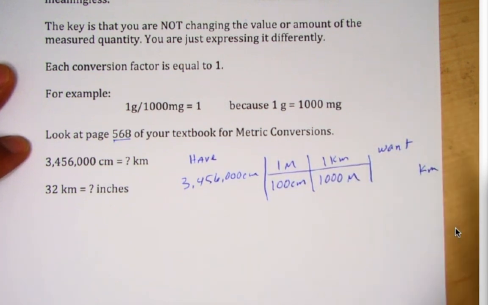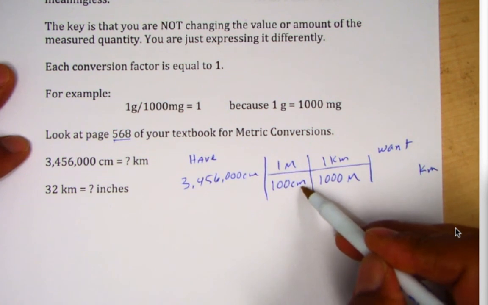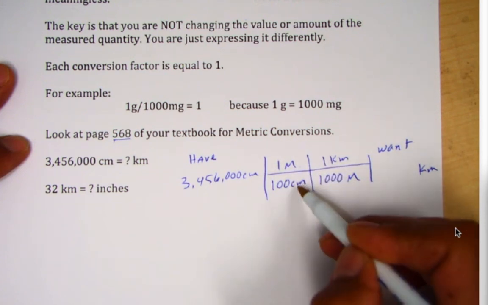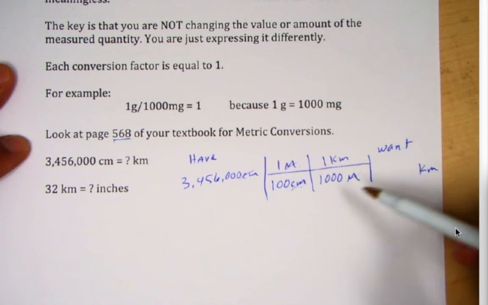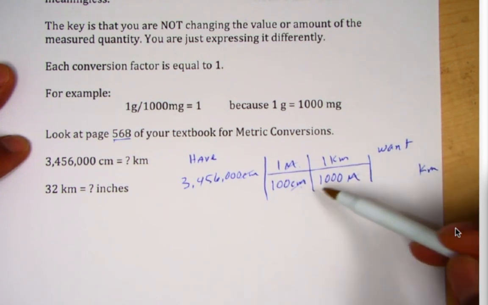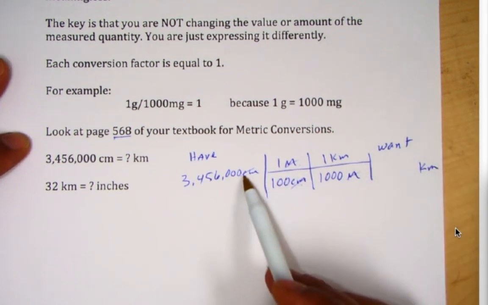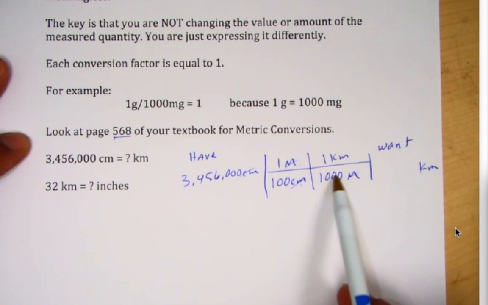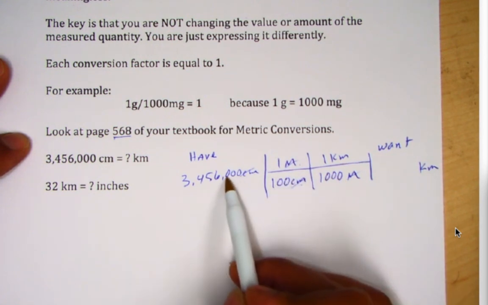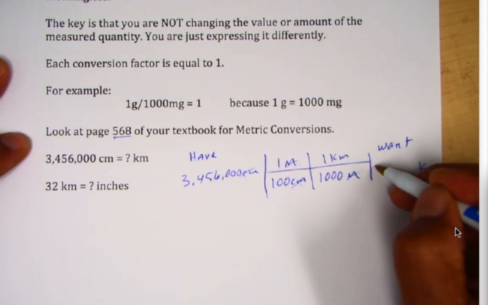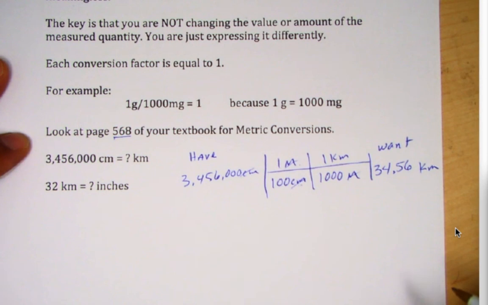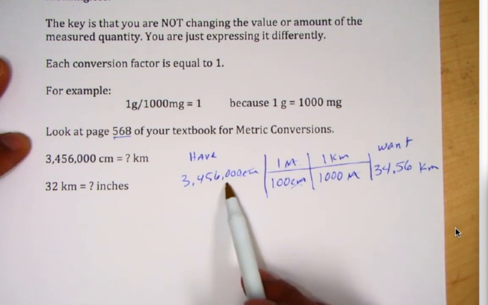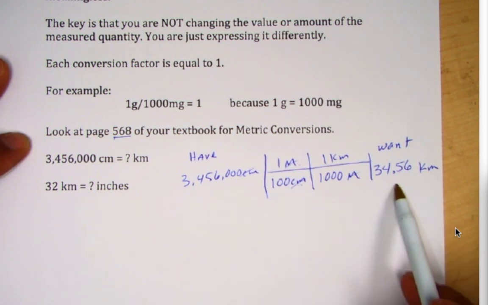The way I set this up is I put the unit I want to get rid of in the denominator, and the unit that I want in the numerator. So here the centimeters cancel out and the meters cancel out. My answer is going to be in kilometers, right? Basically I'm taking this number and dividing it by 1,000 and then by 100. The nice thing about the metric system is I'm just moving the decimal place over some number of times. In this case, I'm moving it over 1, 2, 3, 4, 5. So 3,456,000 centimeters is equal to 34.56 kilometers, right?